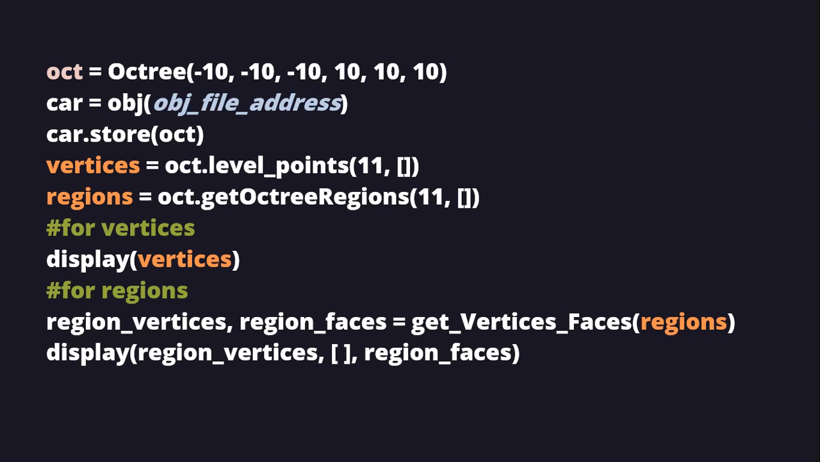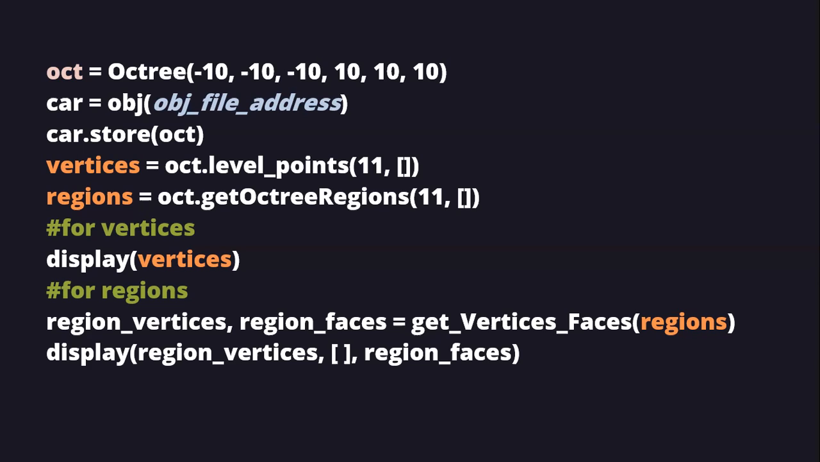Now comes the fun part, where we get to see our Octree in action. Now, as I told you earlier, we've used Blender for rendering our Python scripts. So display is precisely a function which creates a mesh in the Blender environment using the list of vertices, edges, or faces passed to it. So passing the vertices that we obtained earlier to the display function will give us the compressed version of the car that we saw in the very start.